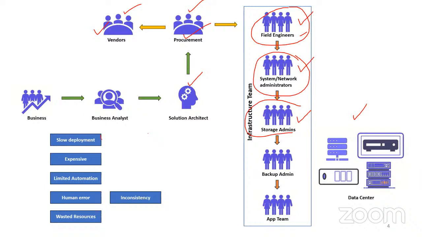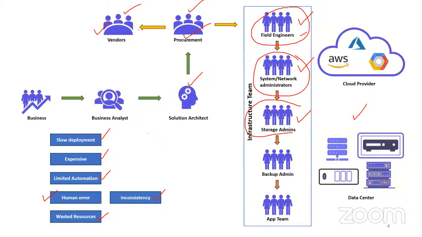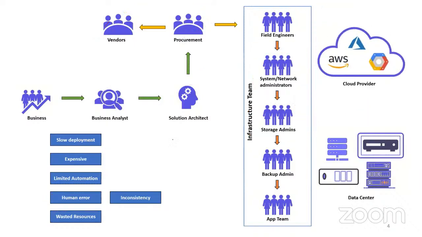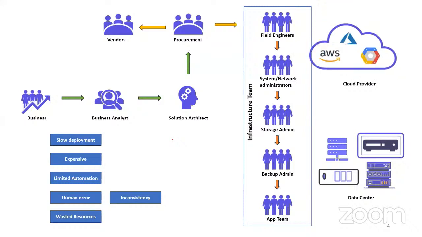Limited automation is there, chances of human error are there, inconsistency in the environment, wasted resources. So these many problems are there, guys, I'm telling you. This is the reason organizations are looking towards an alternative solution to the on-premises or traditional working model, because they are facing a lot of problems with it. So that's where the cloud platforms came into the picture, guys.